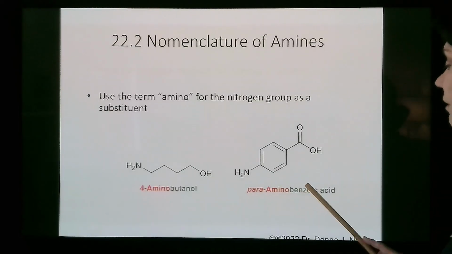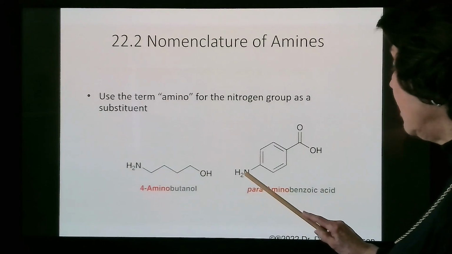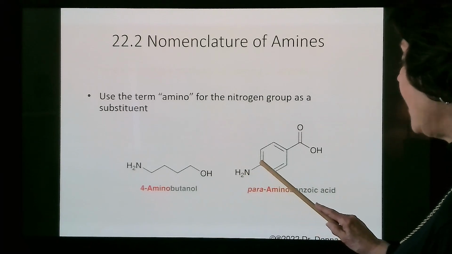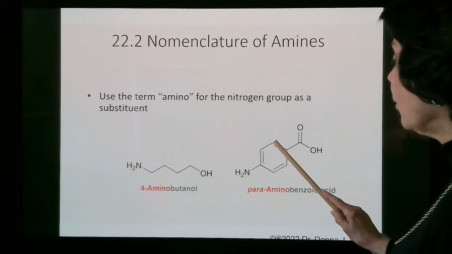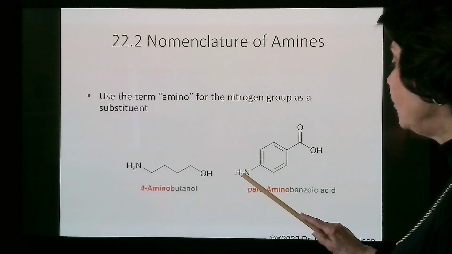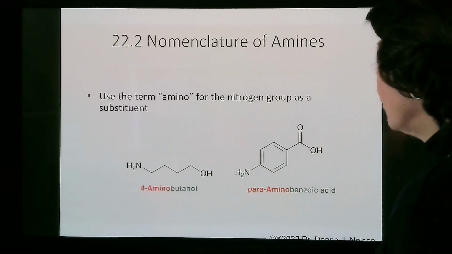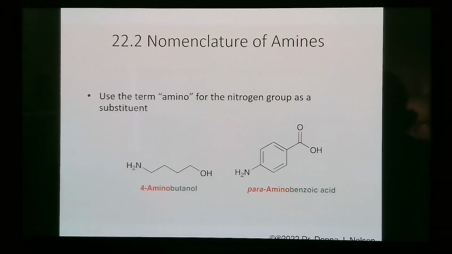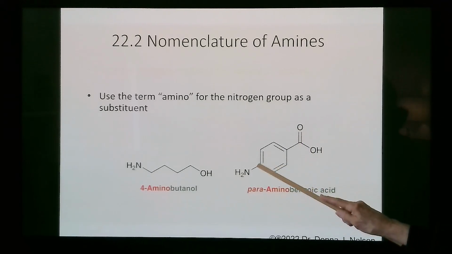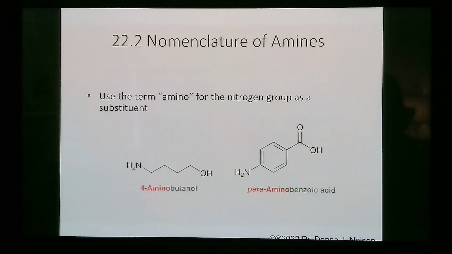And here the amino group, the NH2, is at the ortho, meta, para positions. So this is at the para position. It's para to the carboxylic acid group. So the name is para-aminobenzoic acid.